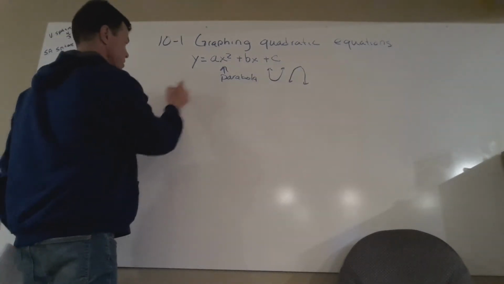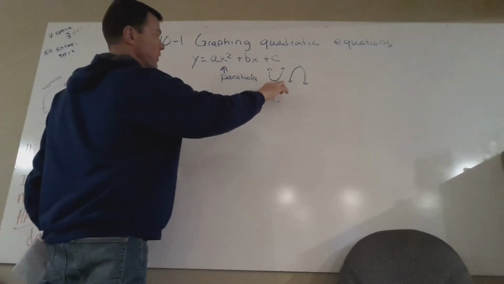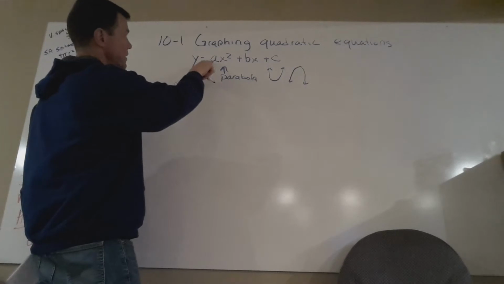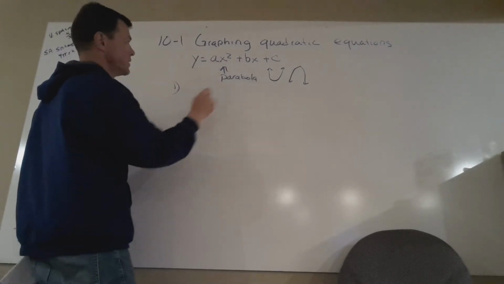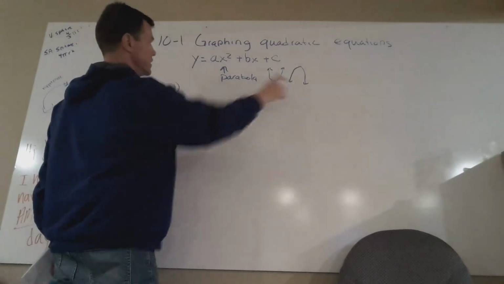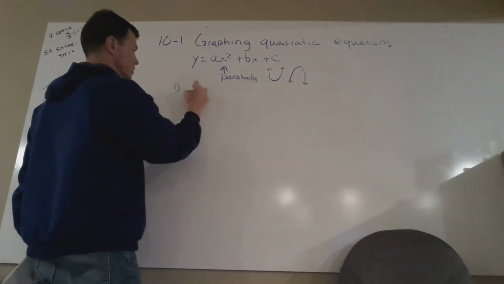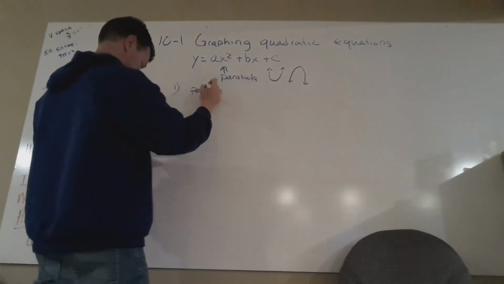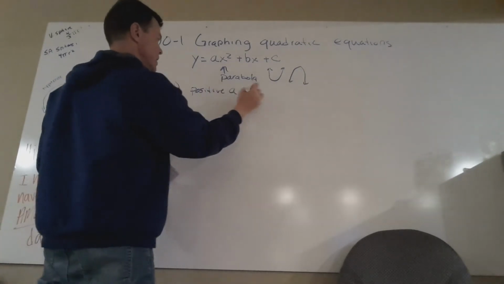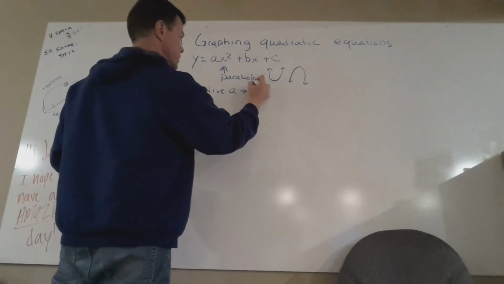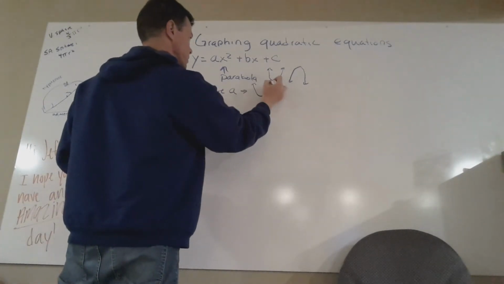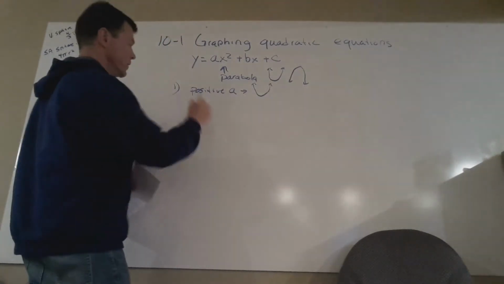So first thing we're going to look at is to see if it's like a U or upside down U. And what really tells us that is the A up here. If this A is positive, it's going to take this form. If it's negative, it takes this form. So positive A, you have this U shape when we graph it.